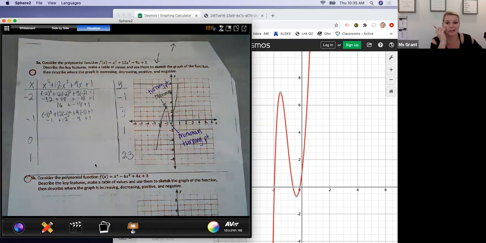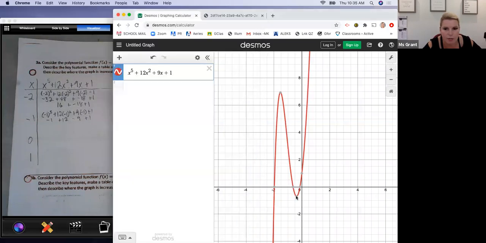And I did my best with the table of values, but then I had to look at Desmos to get some specifics. I would never have known that this minimum right here existed if I didn't use Desmos. So Desmos is important because some of these we can't factor.